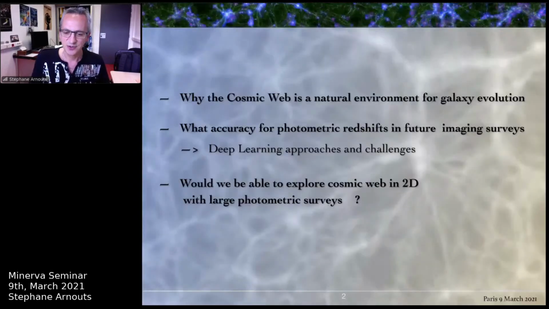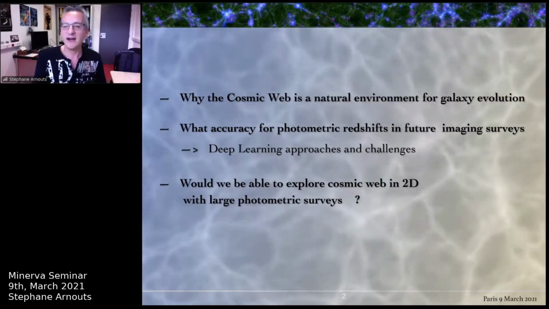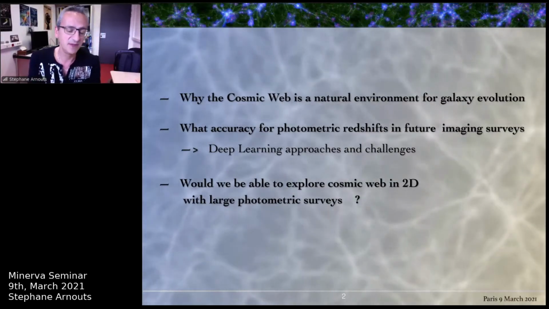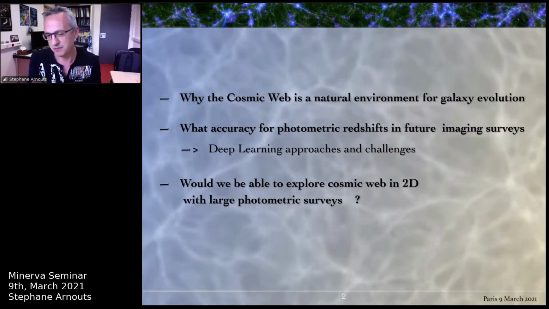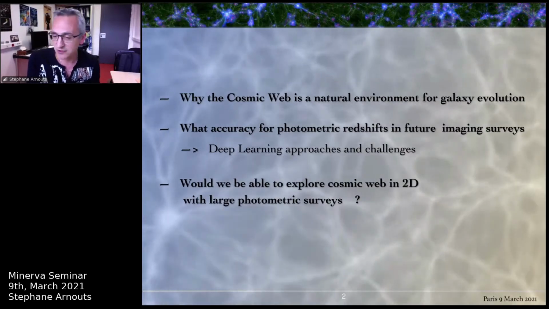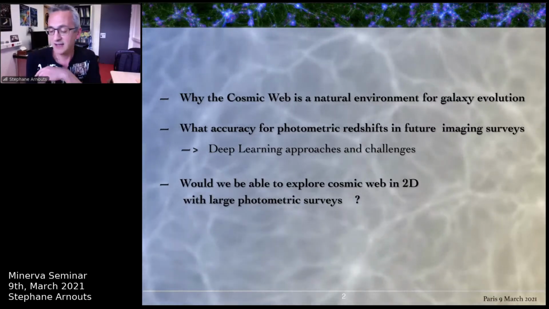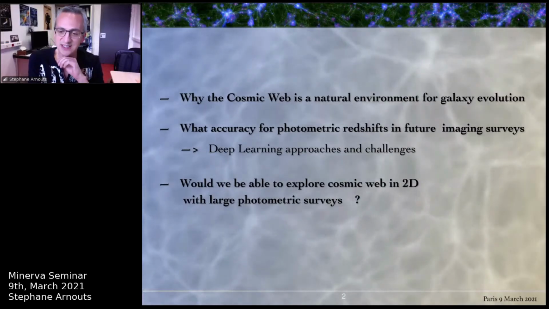And so the talk will be split in three parts. The first one is why to consider the cosmic web when studying galaxy evolution. I will be brief on this part. Then what type of accuracy we can expect for the PhotoZ in the future imaging surveys by using what we have currently, so from the SDSS and up to the HSC deep imaging surveys.